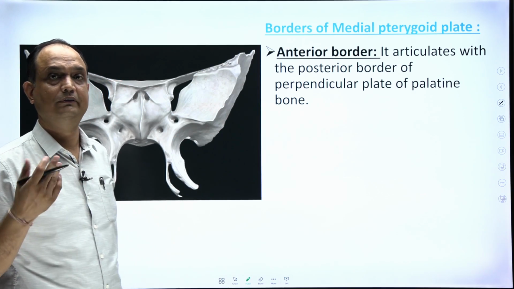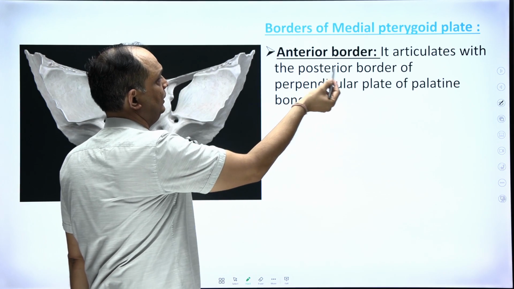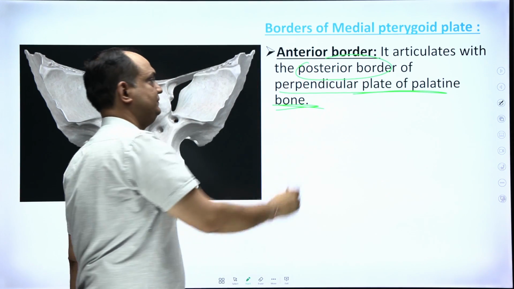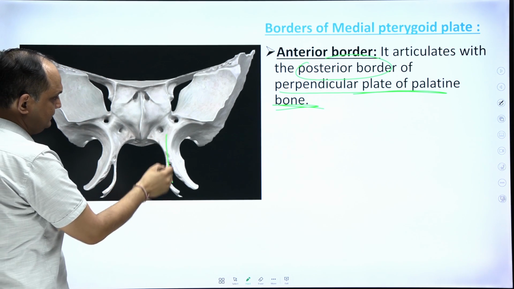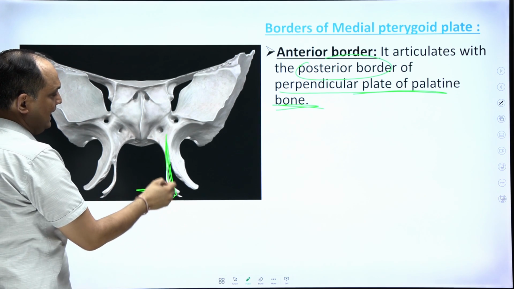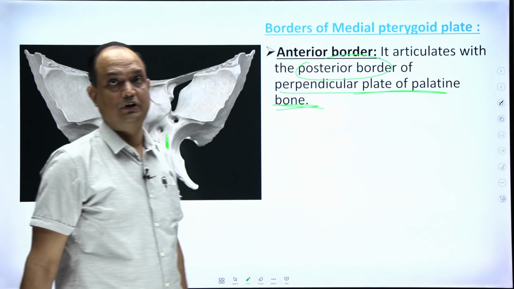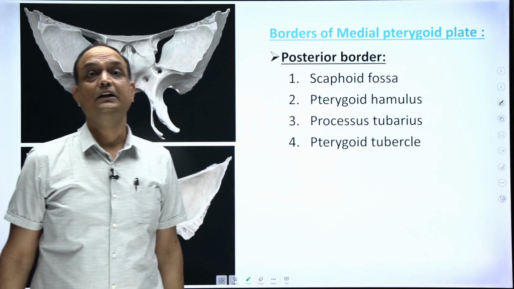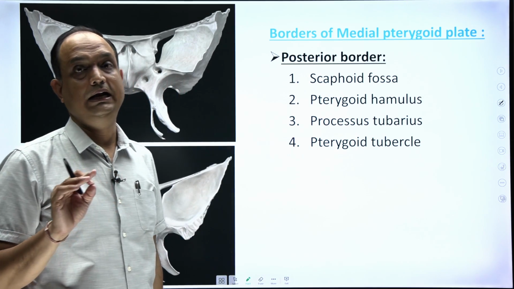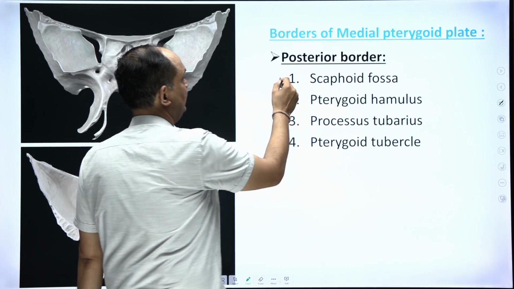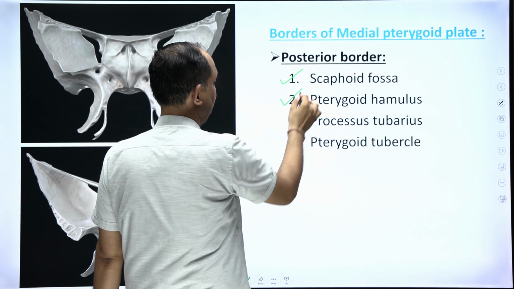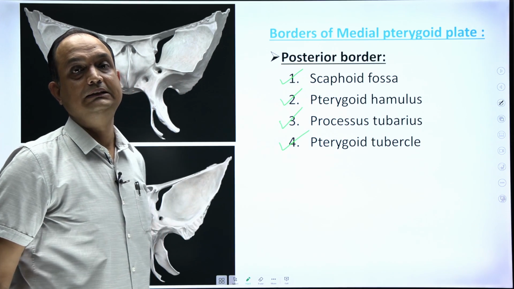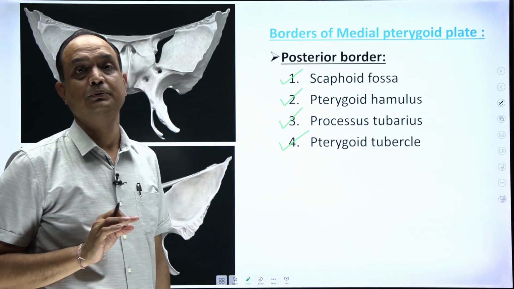Now, what about the borders of the medial plate? The medial plate also has an anterior and a posterior border. The anterior border articulates with the posterior border of the perpendicular plate of the palatine bone, which we have just seen. This perpendicular plate will come here, and that forms the joint. But the posterior border of the medial plate has four very important anatomical landmarks. What are these? Scaphoid fossa, pterygoid hamulus, processus tubarius, and pterygoid tubercle. These are the four bony landmarks along the posterior border.